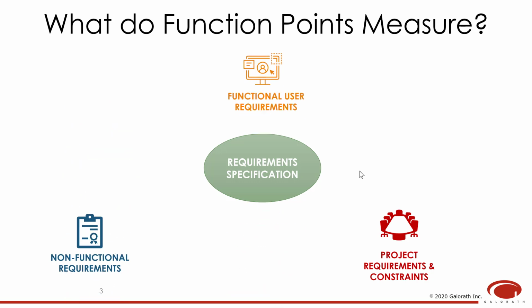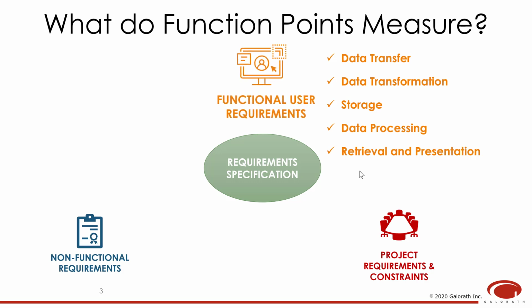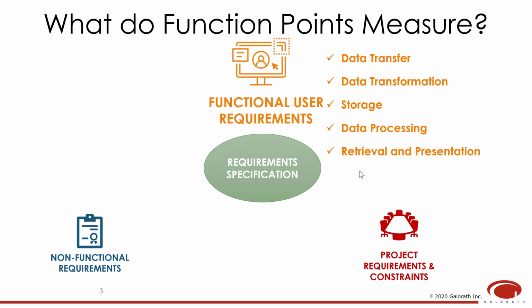And finally, we have the functional user requirements. These are requirements that describe what the application should do in terms of data transfer and data transformation, storage, data processing, retrieval and presentation of data. It is precisely with this third category that function points deal with. So function points do not measure non-functional requirements nor project requirements and constraints. These are out of the scope.